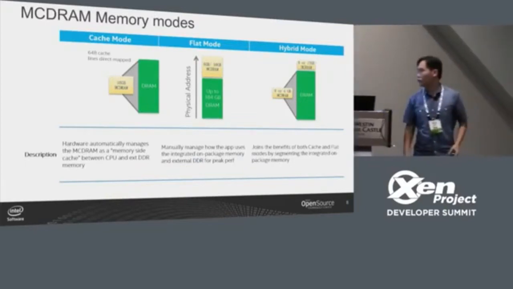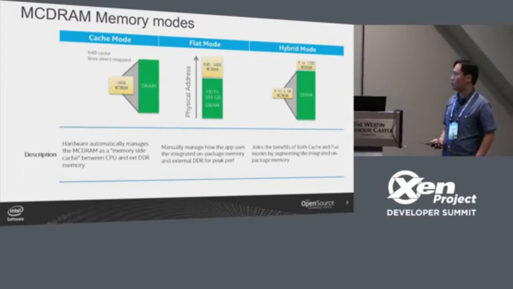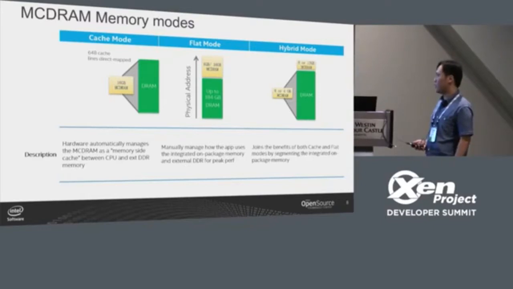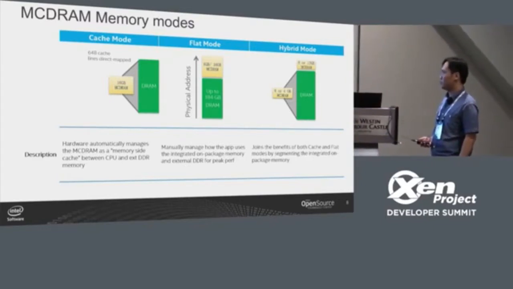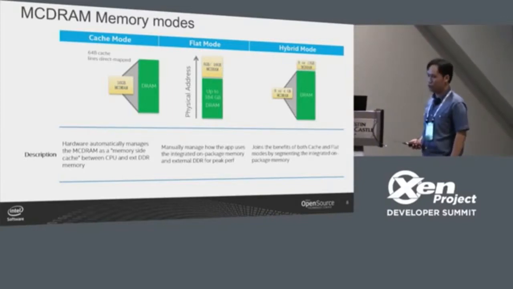I will continue the topics. MCDRAM in the package provides 3 kinds of memory modes. The first is cache mode. In this mode, the MCDRAM will work as the memory side cache between the CPU and the DDR. This mode is totally software transparent. Software doesn't need to be optimized and can get benefit from the cache.